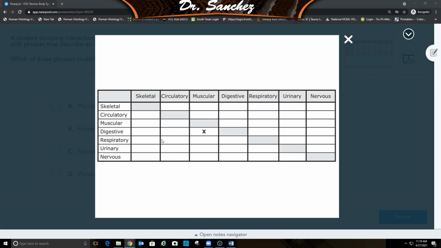So this is actually showing us the X, digestive and muscular. What does the digestive system have to do with muscles? Without even looking at the possible answers, you tell me, what do the digestive system and muscular system have in common that they work together? To digest food. Yes, that's perfect. Because does a muscle itself digest food? No, what does it do? It moves the food, right?